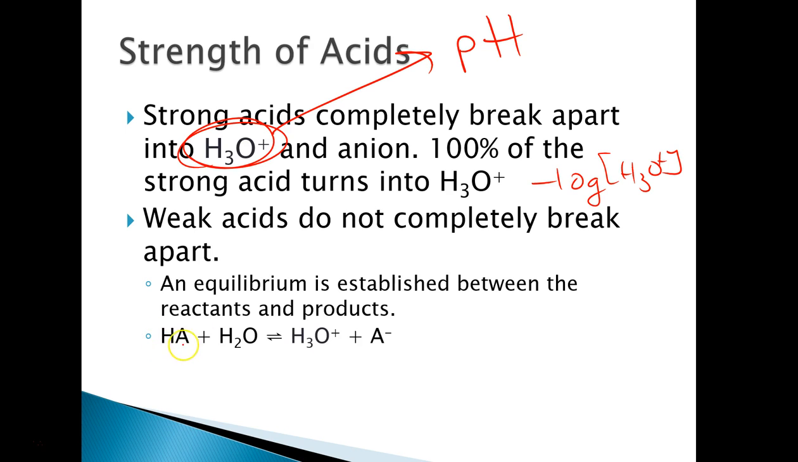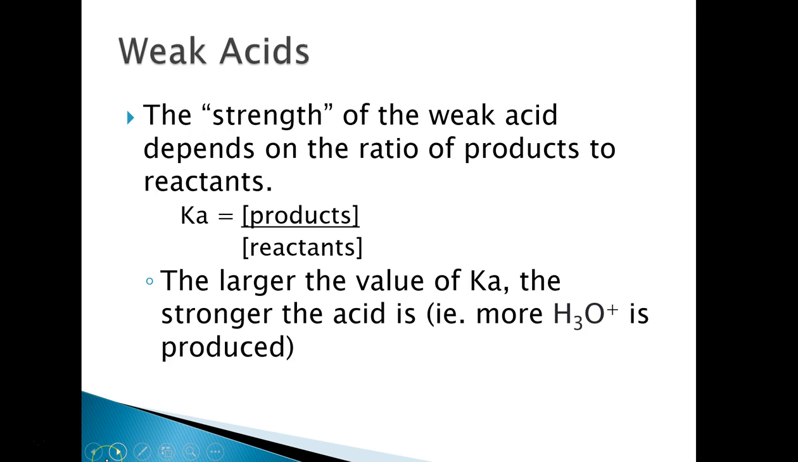So any weak acid, HA, A meaning acid, doesn't mean element A. There is no element A. It's H with an anion. Doesn't even matter what it is. Plus water. This acts like an acid, donates a proton, and here we get our stuff. This determines the pH. So what we're going to have to do is set up an equilibrium in an ICE table. So the strength of the weak acid depends on the ratio of the products to the reactants.